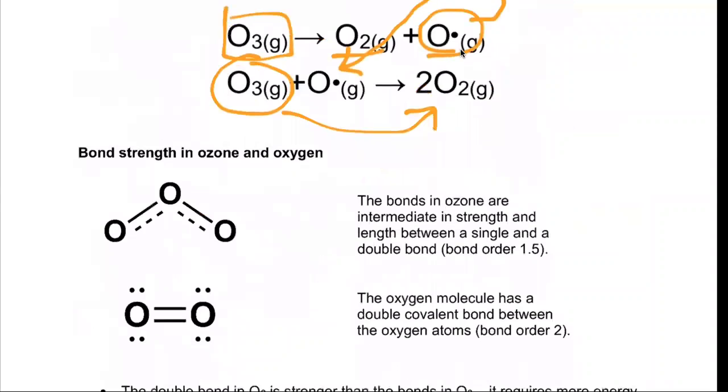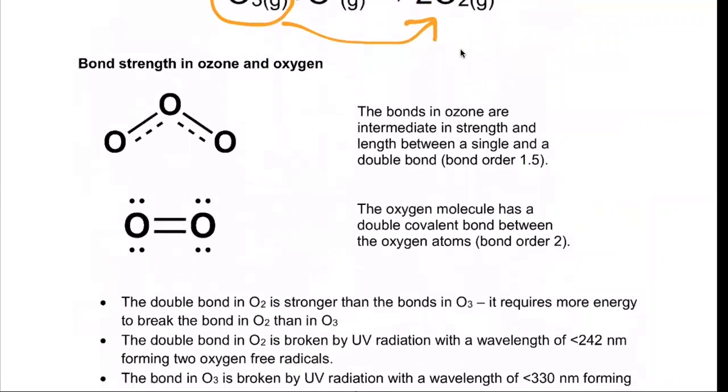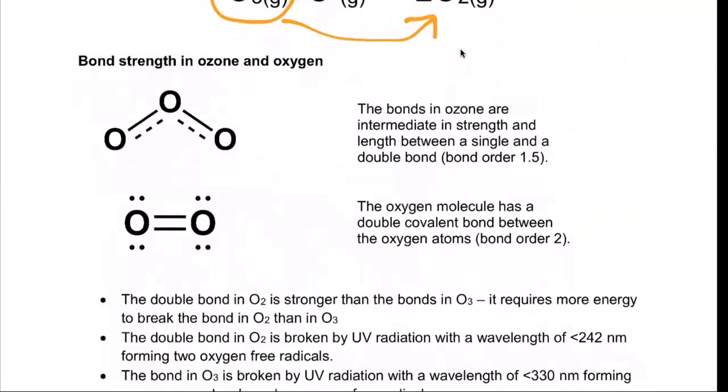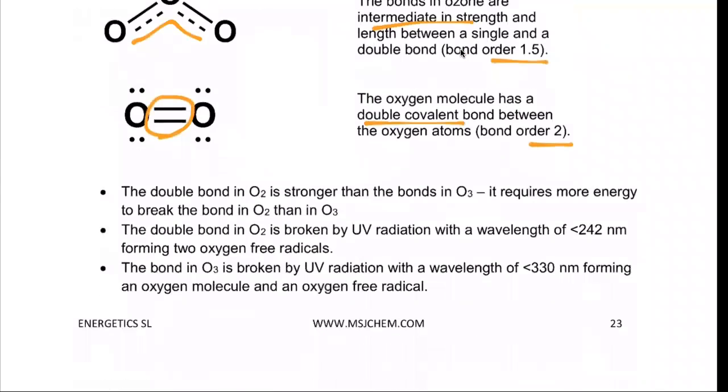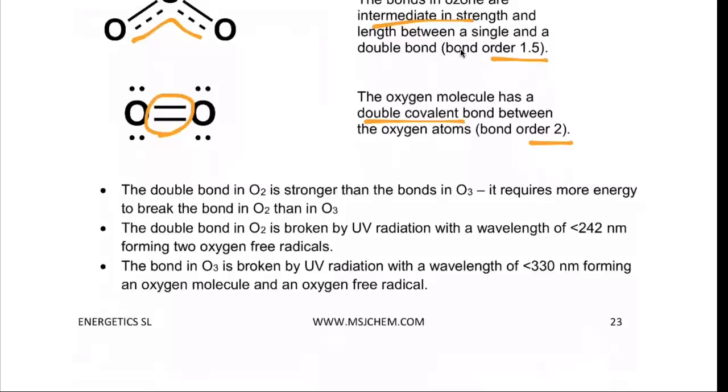The strength of their bonds plays into how they can be destroyed. In ozone, the bonds are intermediate because each one of them is like 1.5. Whereas in oxygen, it's a double bond, it's two bonds. So this one's 1.5, this one's 2. And so the 2 is stronger. Oxygen has a stronger bond because it's a double bond. It requires more energy. So it's broken with a shorter wavelength, because shorter wavelength means higher energy. Okay. For ozone, it can be broken with a longer wavelength because it requires lower energy.